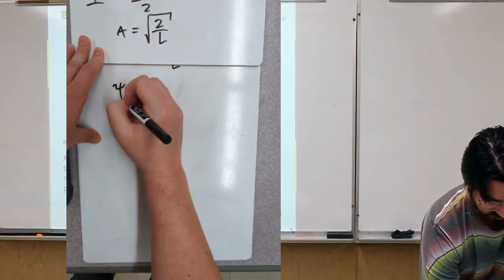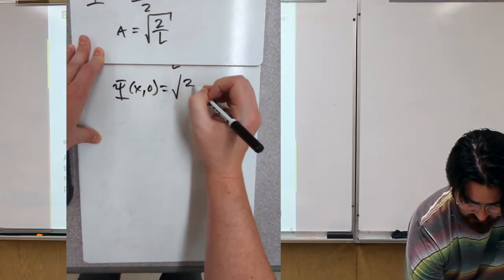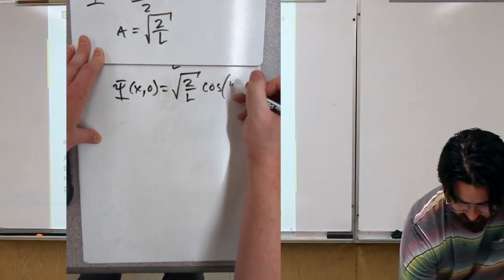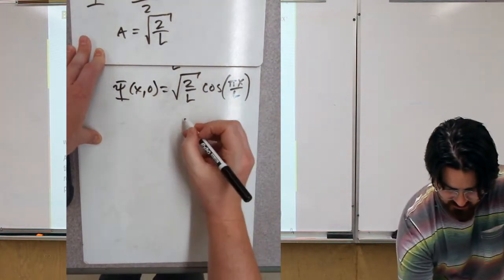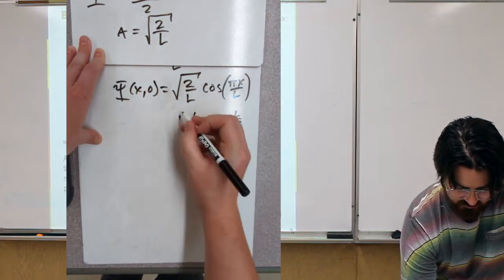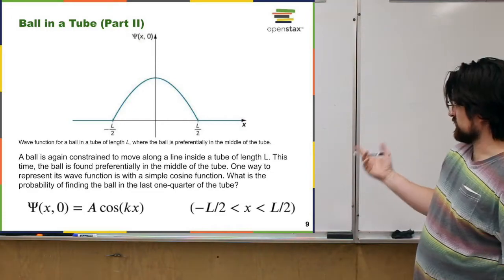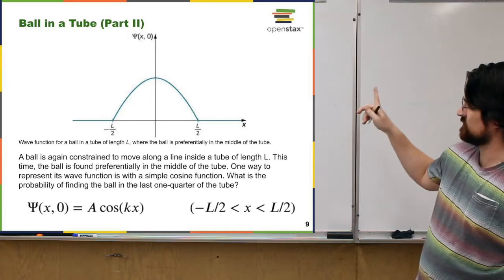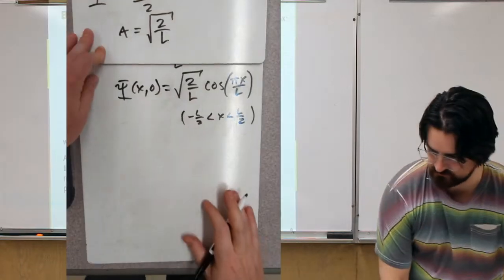So that means our wave function looks like this. I'm going to get rid of the k as well, just to be very explicit about what's going on here. And this is only in the region from minus L over 2 to L over 2, right? Otherwise it's 0. And then the final thing, we're now asked, what's the probability of finding this ball in the last 1/4 of the tube? So from L over 4 to L over 2, the very last quarter here.